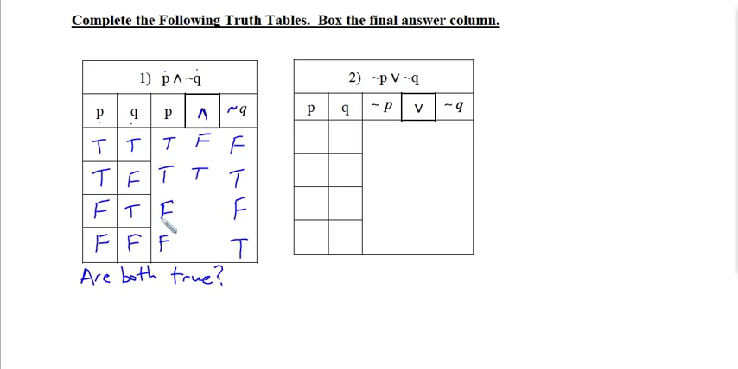Are both true in case number three? No. So it's false. And are both true in case number four? No. So it's false. Now in a truth table, your answer is the last box that you filled in. So your answer is right here. False, true, false, false. Now the whole point of this is if we can evaluate what P and Q actually are, so if we're given statements for P and Q, and we can evaluate their truth values, we can determine whether this statement is also true.